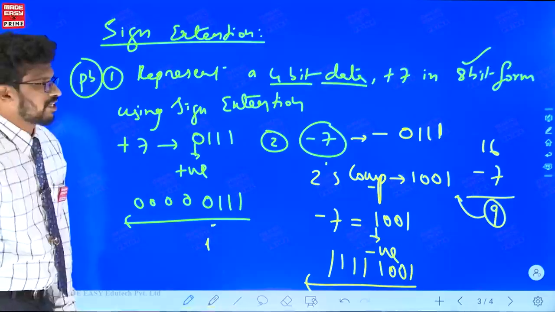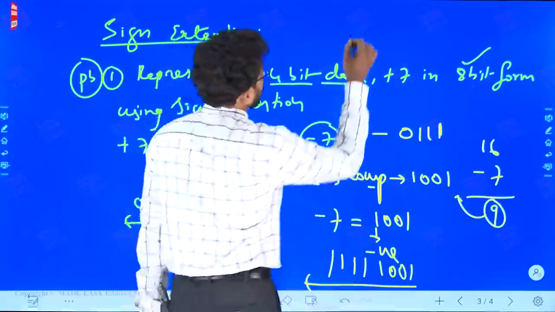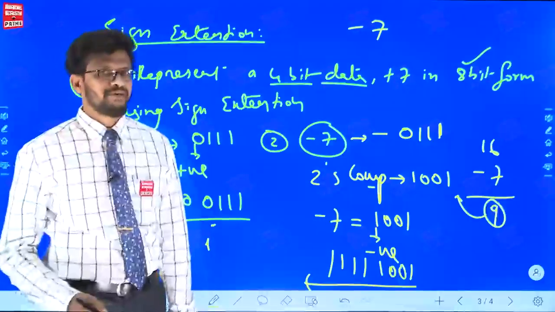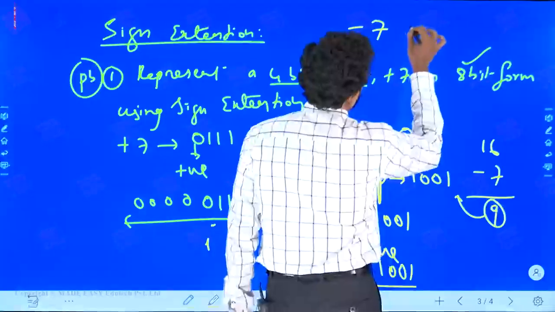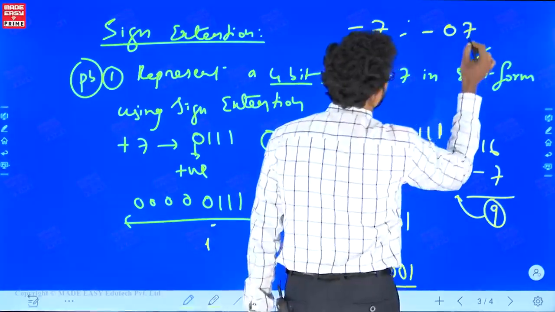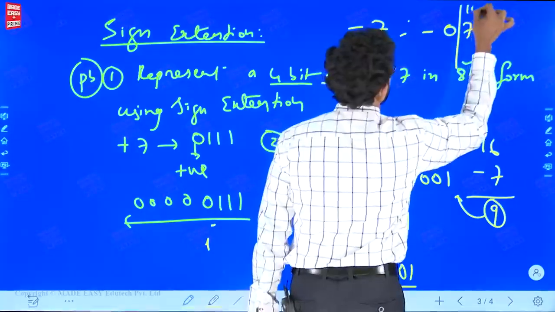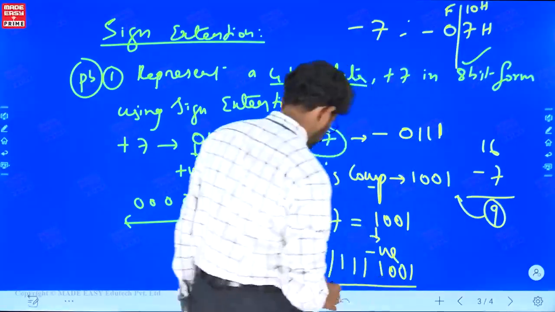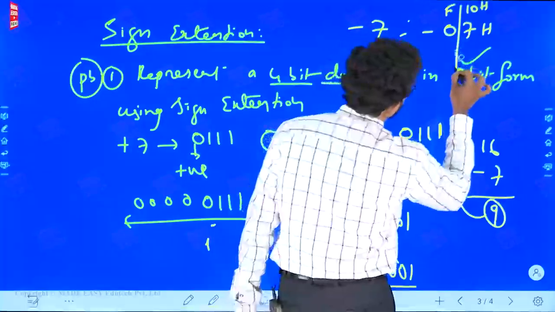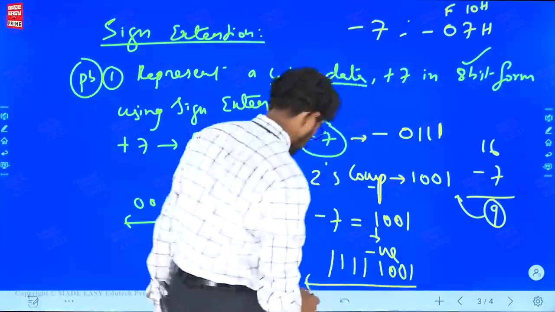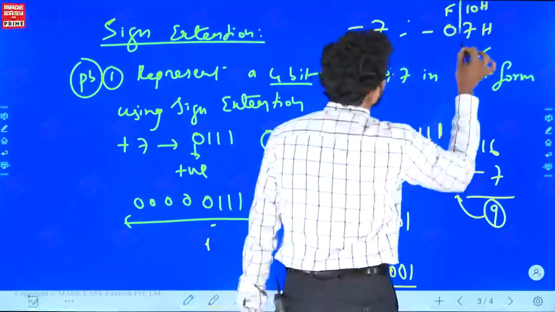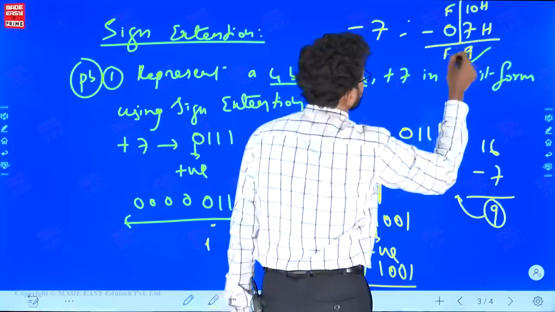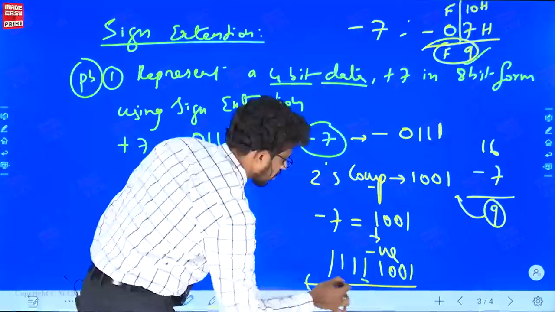If you want it in a shortcut, we can do it this way also. I want minus 7 in 8-bit form. I can write this minus 7 as minus 0, 7. Now directly find the 16's complement and you will get the same answer. What is the value you get? 16 minus 7 is 9, 15 minus 0 is 15, so F9. This is the same as F9.